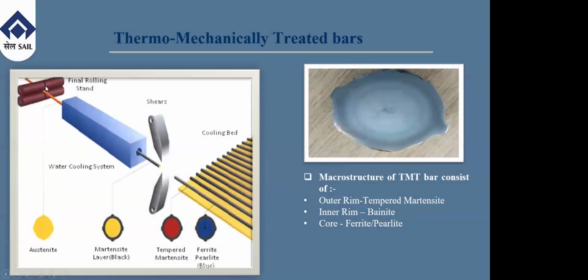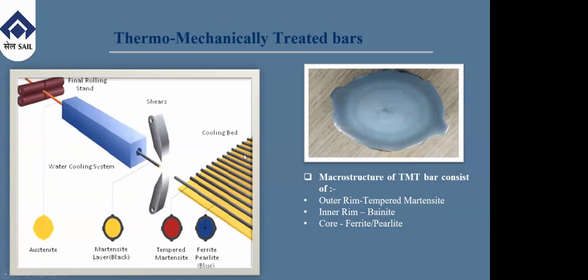So as you can see from the process, after coming from the stand, the bar will be in a hot state, so its structure will be austenite. After it goes to the cooling quenching box, from the water boxes, it will get quenched. The outer surface will get quenched, and it will provide a martensite structure in the outer layer. As soon as it goes to the cooling bed, the inner structure, which is still in a hot region, will pass its heat to the outer region, and it will get tempered.